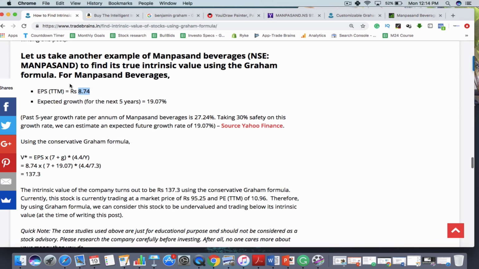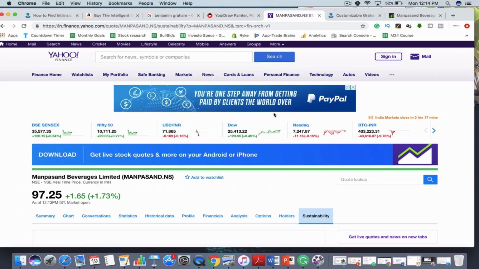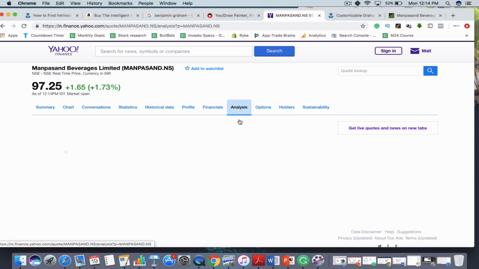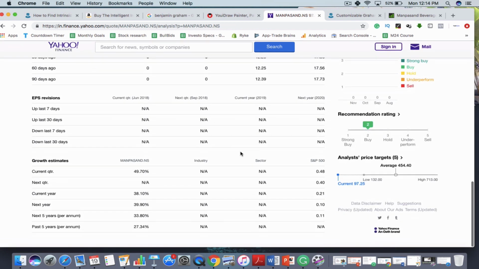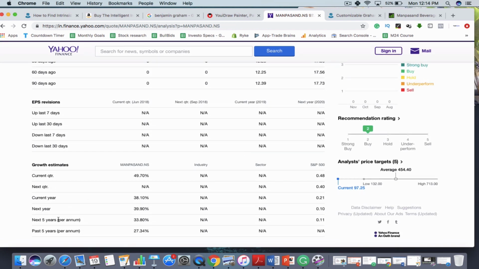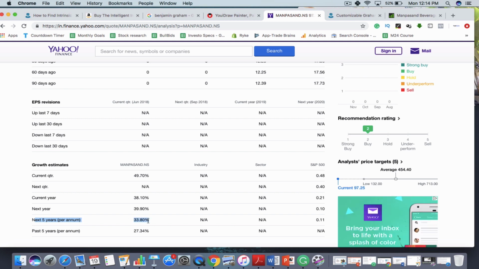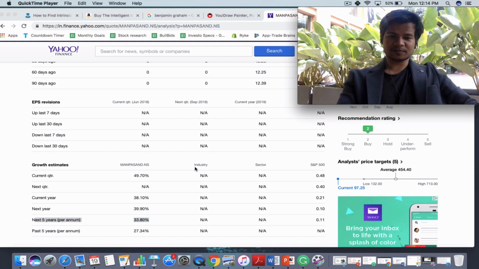Here you can see that the EPS is 8.74, and for the expected growth for the next 5 years, you can just go on Yahoo Finance and go to the analysis section, and if you scroll down you can see that for the next 5 years the expected rate is 33.85. This is what the analysts believe that this company will grow.